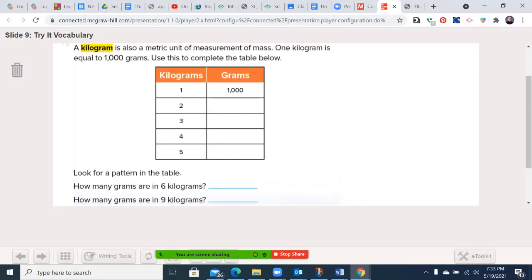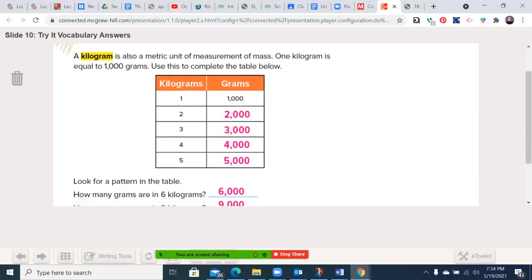Also take note, if you were to visit a hospital and they weigh you, they're going to give you your weight generally in kilograms. So then you have to go and convert it. Learned this recently. So 1 kilogram is 1,000 grams.